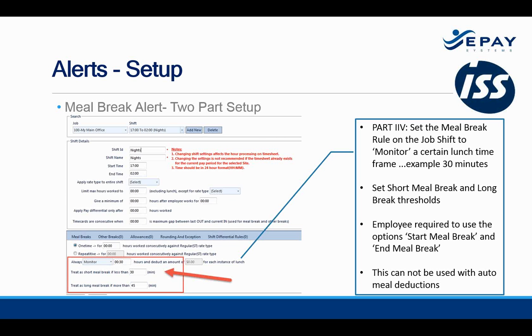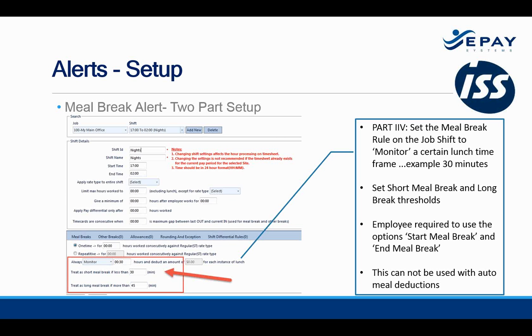Now, once again, the monitoring function here cannot be used with the actual auto meal deduction. So if you want the auto meal deduction, then we take out 30 minutes or an hour or whatever the predetermined amount of time is from the employee's time entry. To that point, you just have to remember to have the employee go out and enforce that they actually take that full lunch break on their own. Otherwise, we can always set it to monitor here, and the system is monitoring the punches, and it's up to the employee to actually start and end meal break as needed.